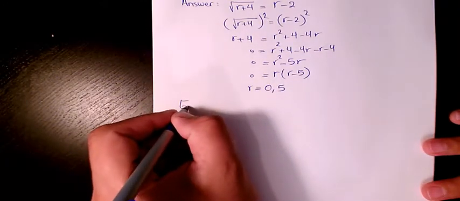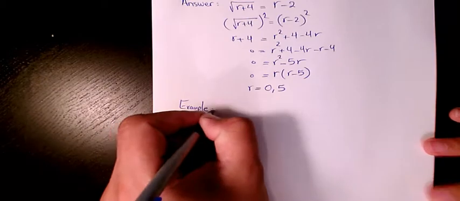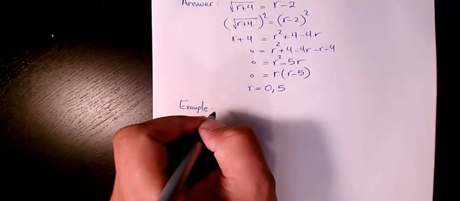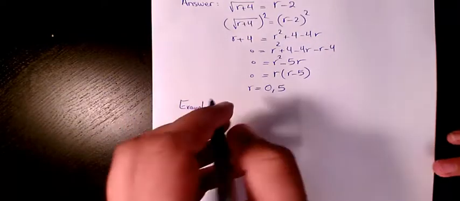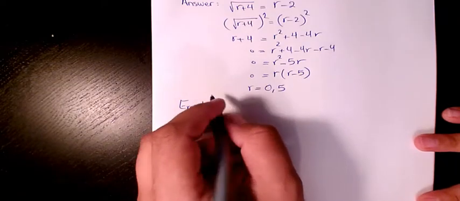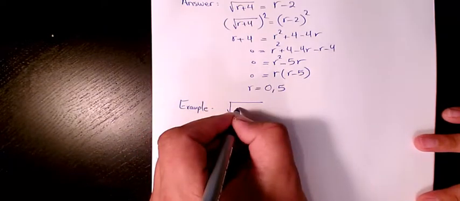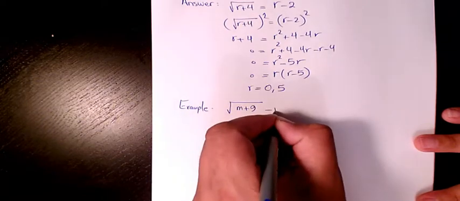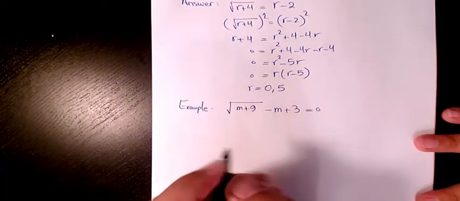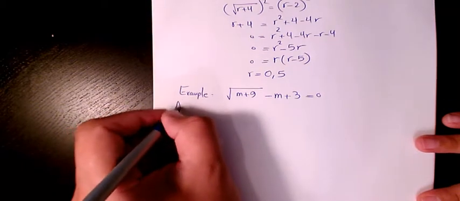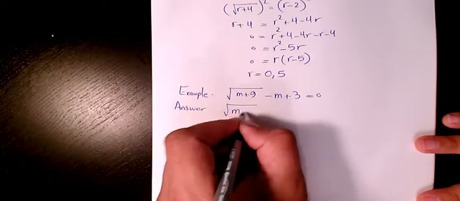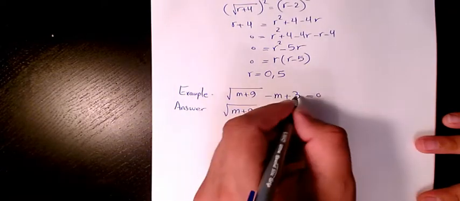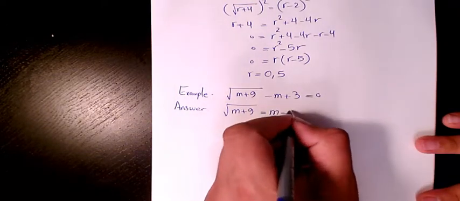Next example is square root of m plus 9 minus m plus 3 equals 0. The answer is square root of m plus 9, and you move these two terms to the right hand side. It's going to be m minus 3.